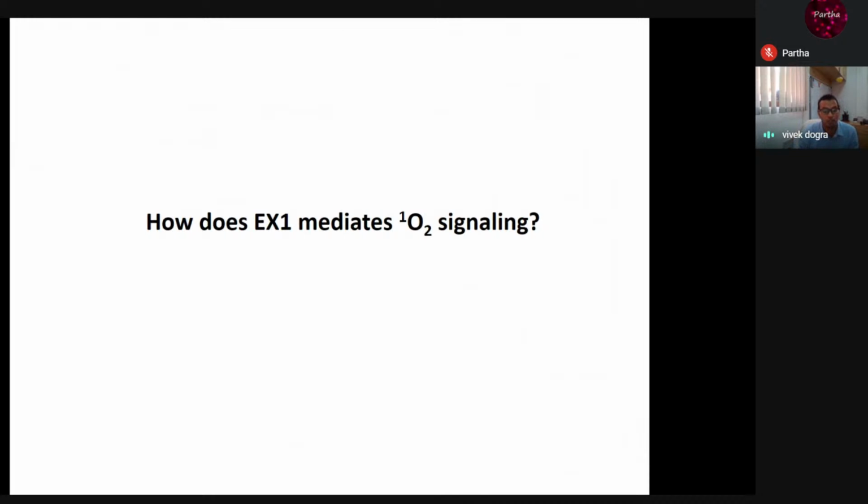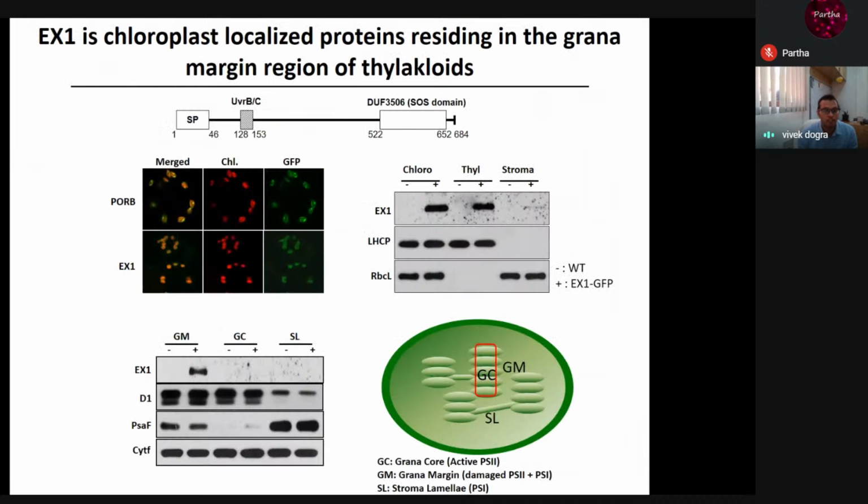So how can this protein work in the signaling? This was when I started working with this protein, and what we found is that this protein is localized in the chloroplast, in the thylakoids, and it's a membrane protein. We could further subfractionate its localization, and we found that this protein was localized in the outer region of the grana stack, and this region we called the grana margin.